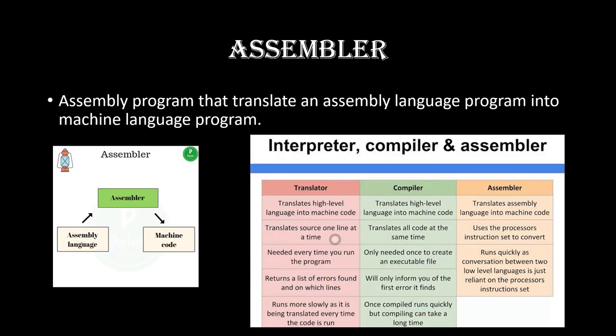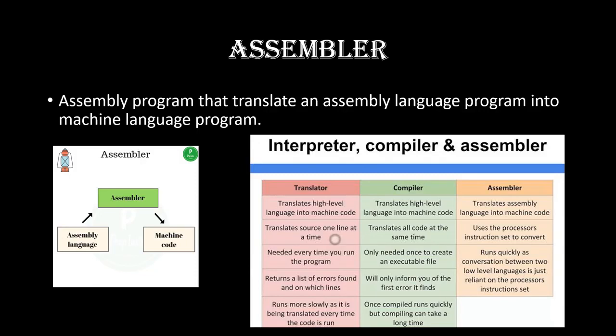Second thing, translate the source one line at a time. This translator will do line-by-line translation. If the program has 5 lines, first it will translate the first line, and after getting the output only it will translate the second line, like that line by line. So every time you have to run the program. After the first line you have to run the program to get the output, then it will translate the second line, then run the program, like that each and every time you have to run the program.